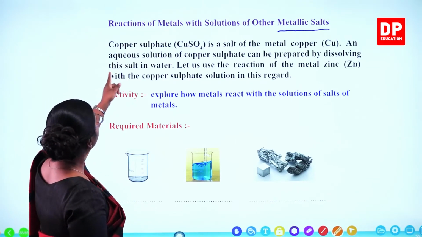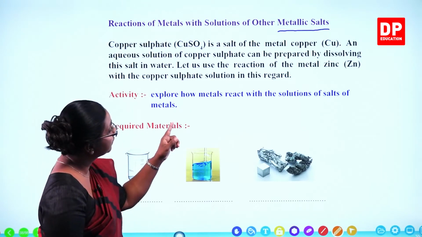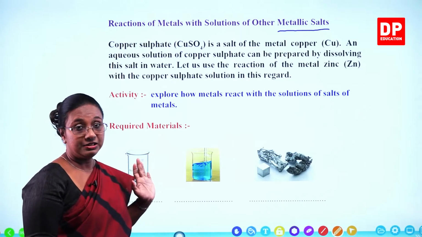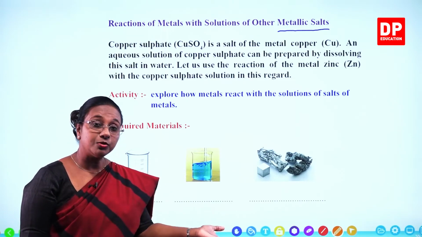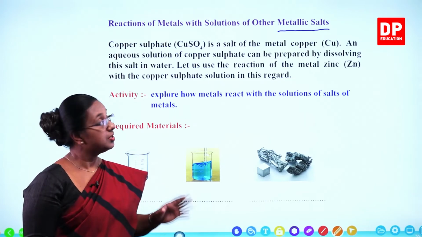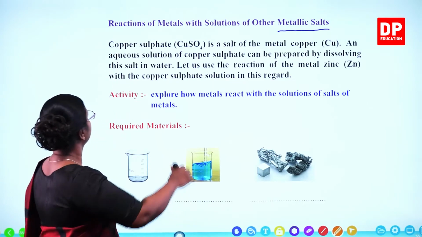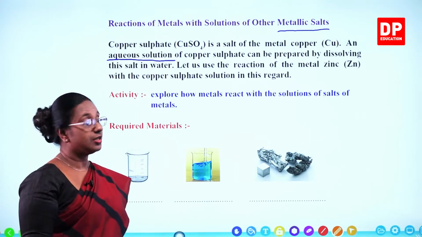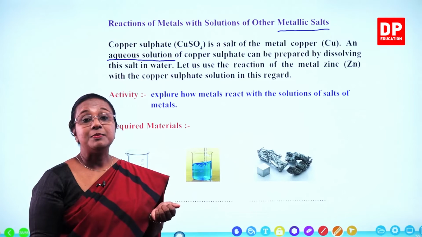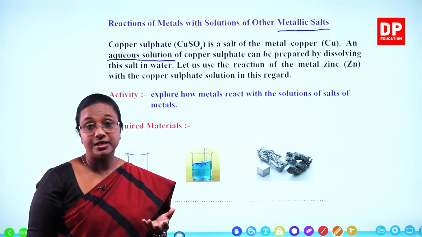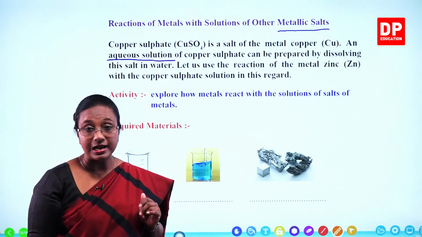Similar to those, copper sulfate is also a metallic salt. Copper sulfate is a salt of the metal copper. Is that clear to you all? Magnesium sulfate is a salt of the metal magnesium. Aluminium chloride is a salt of the metal aluminium. Like that, copper sulfate is a salt of the metal copper. Here we will be using aqueous solutions, the salt dissolved in water. You have seen copper sulfate, it is available in the form of a blue crystalline solid. It's available in the lab. When you dissolve it in water, it dissolves well and you get a blue solution.